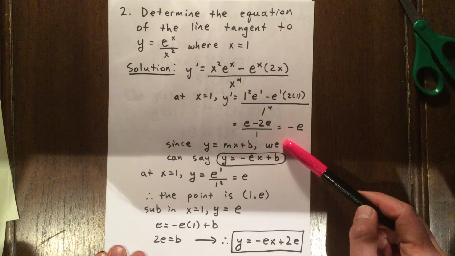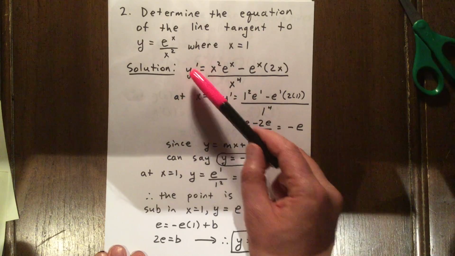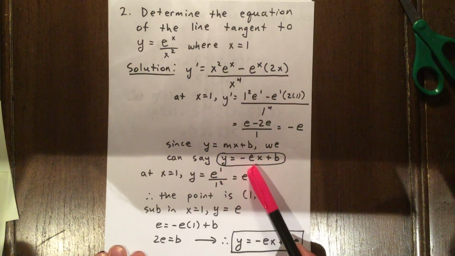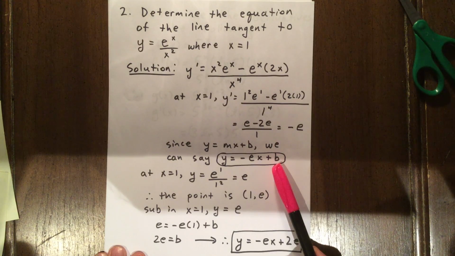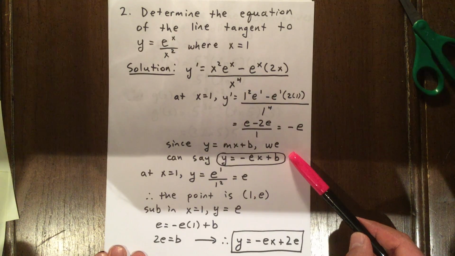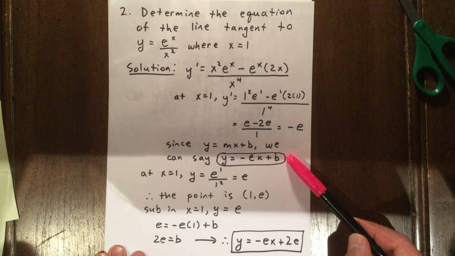Now, since y equals mx plus b, and we know the derivative is equal to negative e, we can say y equals negative ex plus b. At x equals 1, we should now know what the point is. We have the slope, and so we have this much of the equation, but we need to know a point that it goes through.